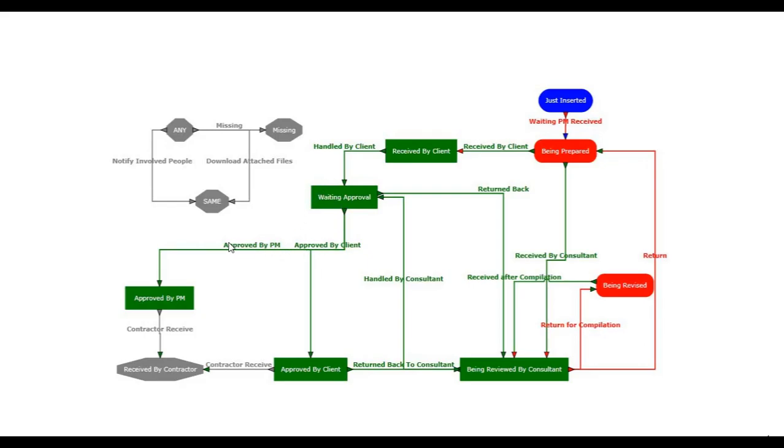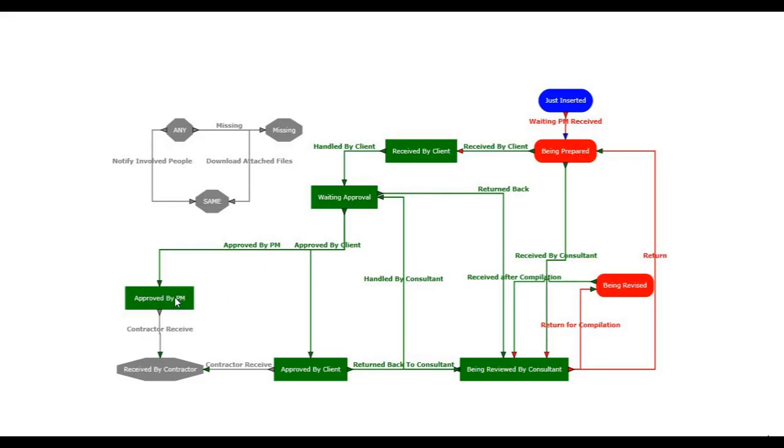These are all the paths available, but only the person who belongs to a certain role can follow this path. Not everybody can follow this path. The same thing for approved by client. Only the persons that have the role of the client can do approved by client. Only the persons that can return it back can return it back. It's very important.